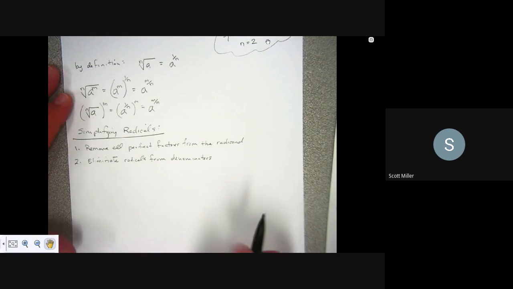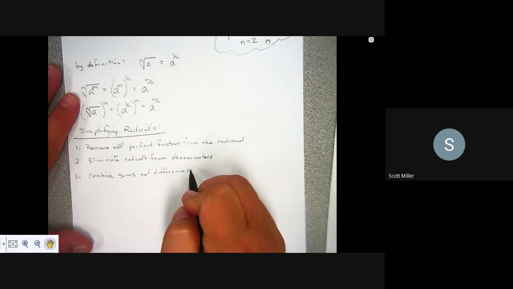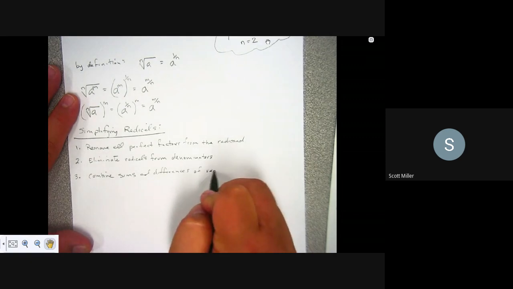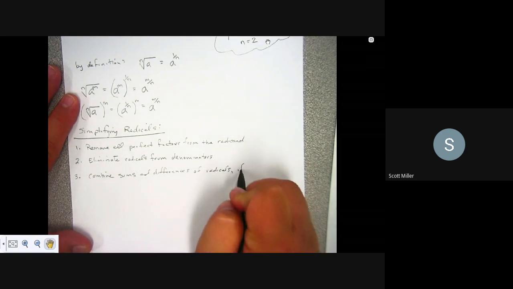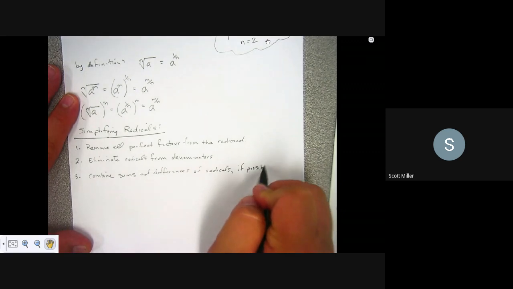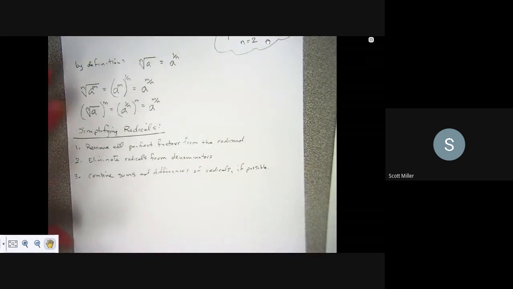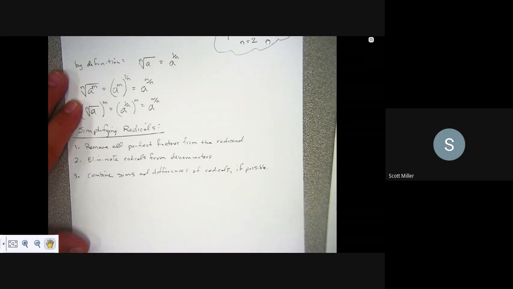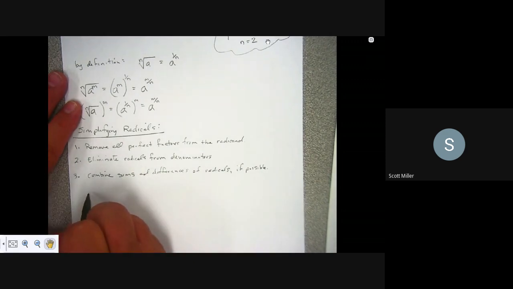The third one I'm going to talk about, and we'll deal with it as we come across it, is: combine sums and differences of radicals if possible. And so I'll express that one at a later date. These are additional properties, things you want to know, and then I'll get into more details here.